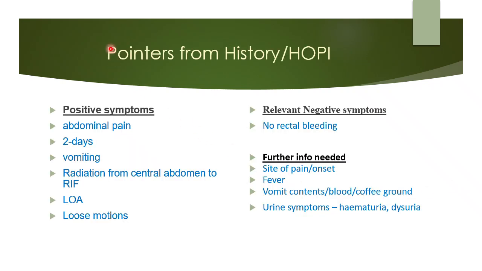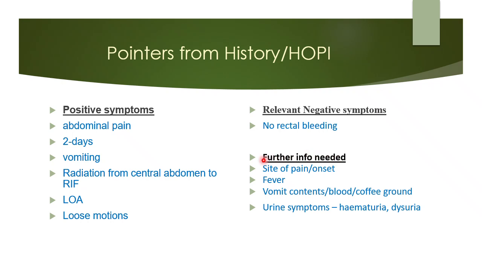Okay, what are the pointers, the issues that can be obtained from this history of present illness? We have the positive symptoms and the relevant negative symptoms. Positive symptoms: abdominal pain of 2 days duration, associated with vomiting. Pain radiates from the central abdominal region to the right iliac fossa. Pain was associated with loss of weight and loose motions. And under the negative symptoms, there was no rectal bleeding.